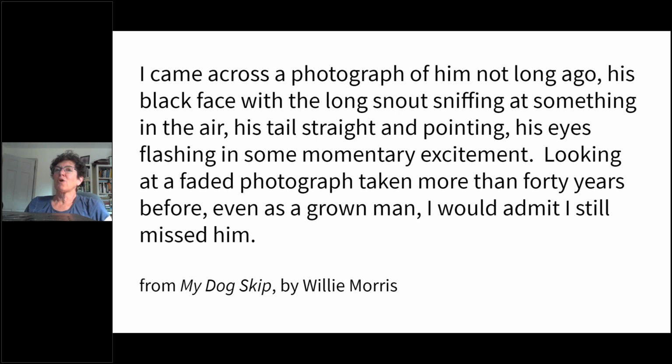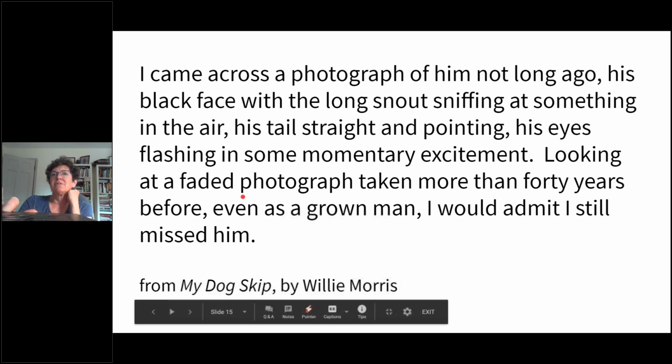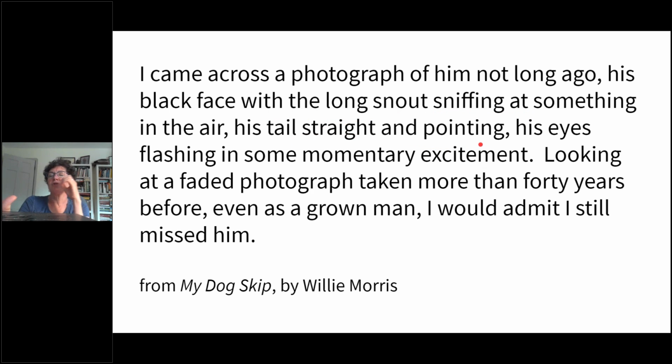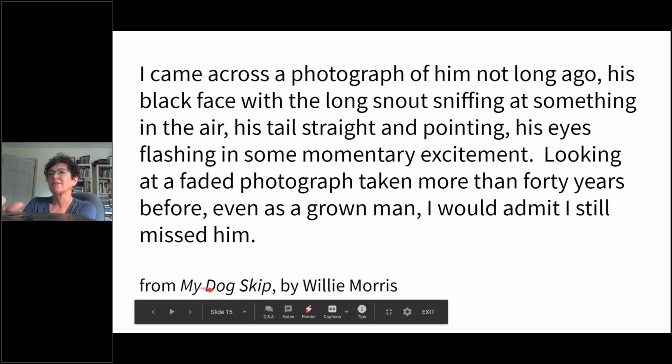So even before we knew that the title of the book was My Dog Skip, we knew that this paragraph was about a dog, even though it didn't tell us that, because it says a black face with a long snout, sniffing at something in the air, his tail straight and pointing, his eyes flashing in some momentary excitement. This can only be about a dog. And that is an inference that we can take from the information that is there. So here's the information in the text: the black face, long snout, sniffing, tail straight and pointing. Those are the clues that tell us that this is about a dog. And then we can confirm that because here's the title, My Dog Skip.